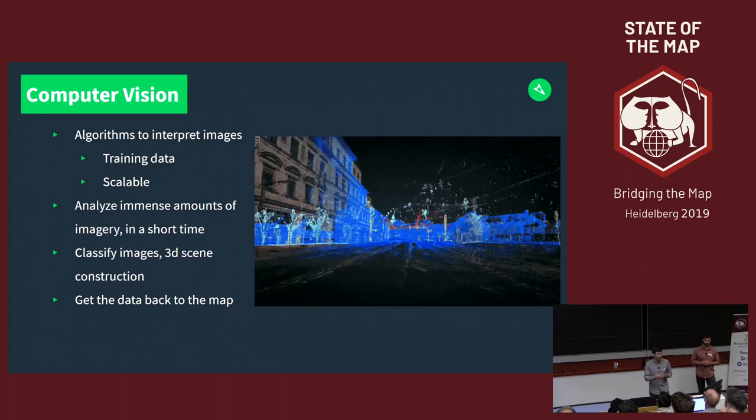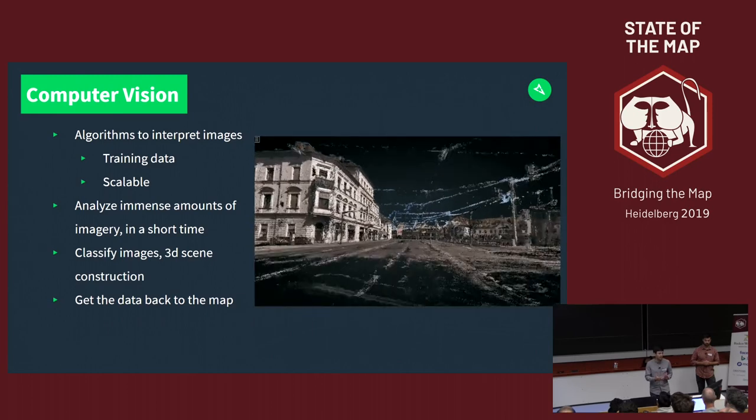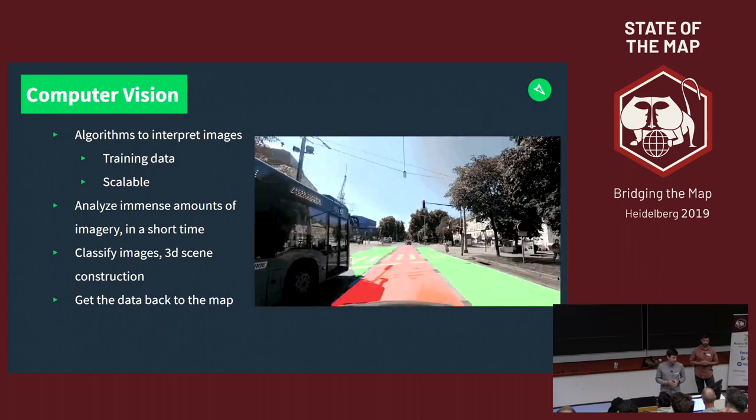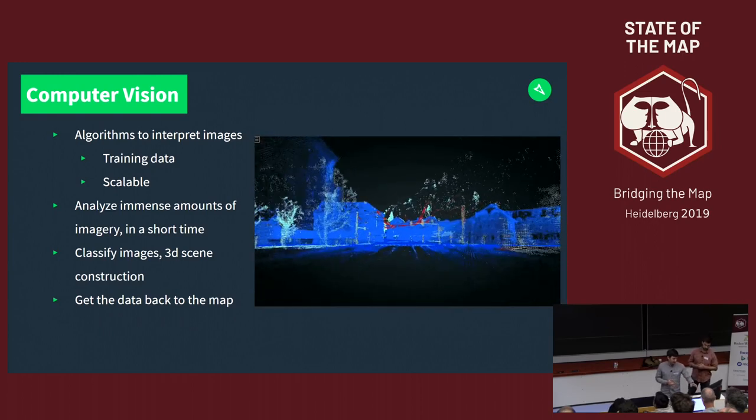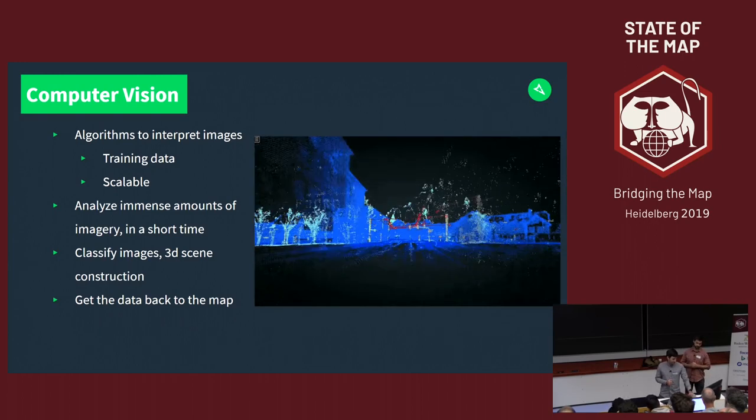And so we were talking earlier about dense imagery. The more dense imagery you have, the better this 3D reconstruction. And this is a very fast GIF, but that equates to 3D points on the map.